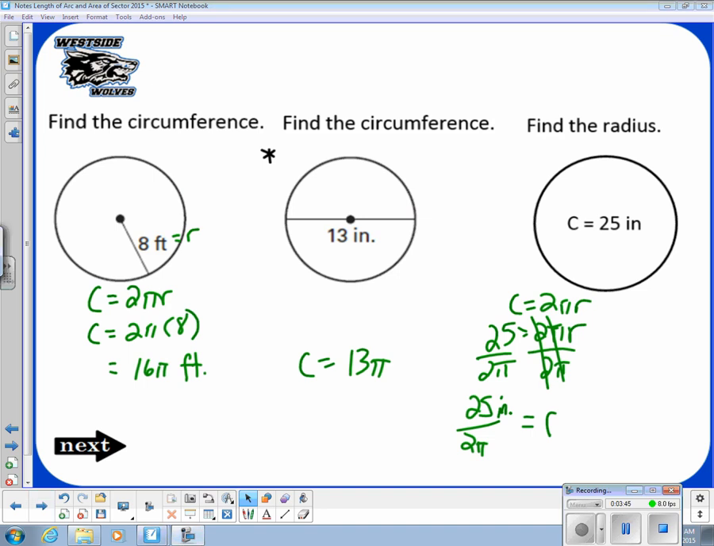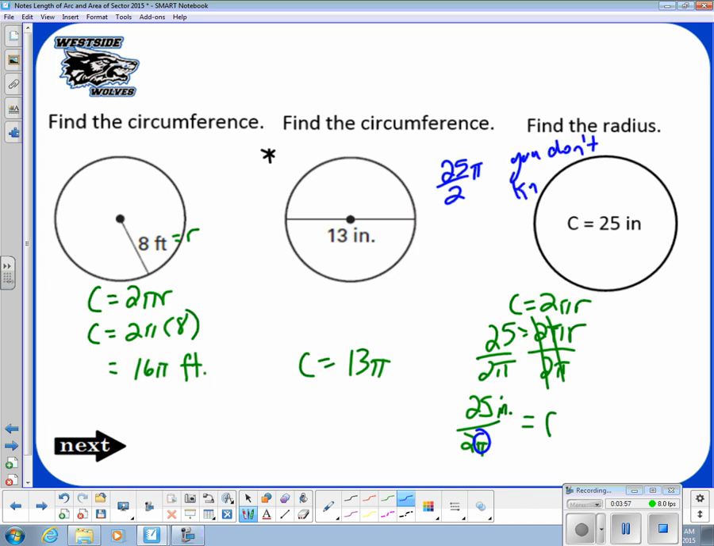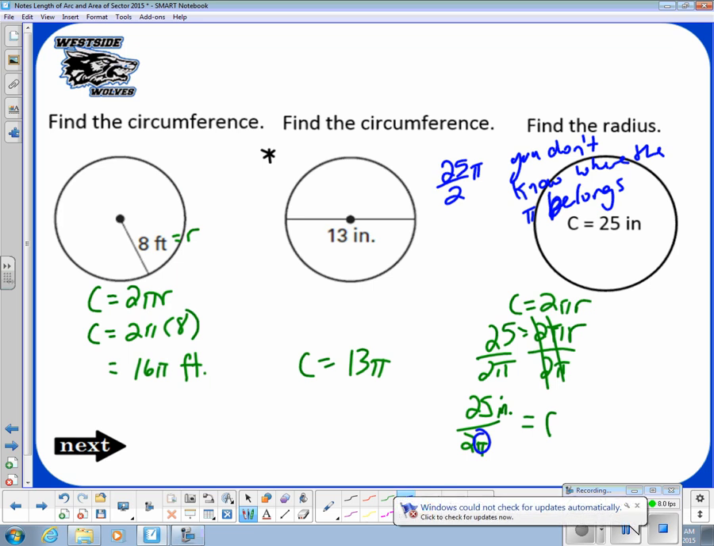An important thing to note is that the pi is in the denominator here. If you write your answer as 25 over 2 with a pi out to the side, you don't know where the pi belongs. And so you better either put it in the denominator or the numerator, and it matters where you put it. So you better look out. This is wrong. Okay? All right.